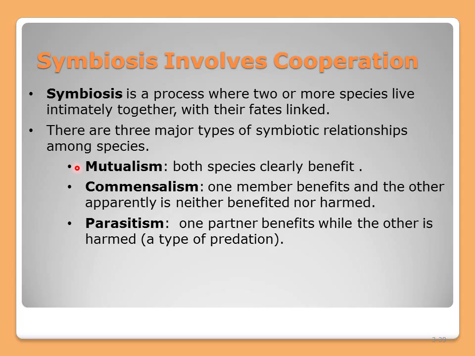So for example, when a bee pollinates a flower, it's good for the bee because they get the nectar that they need as a food source, and it's good for the flower because it spreads the flower's pollen from plant to plant and helps the flower to reproduce. And that's mutualism, when it's good for both. Commensalism is when one thing benefits and the other doesn't get hurt.